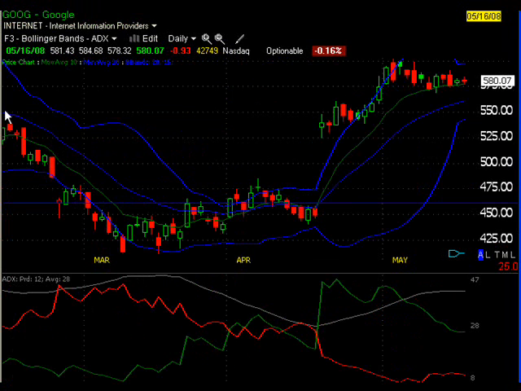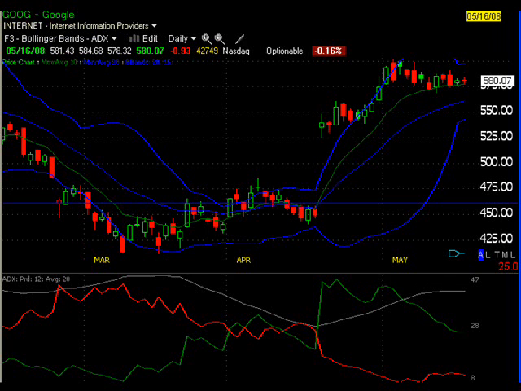Here we have Google pushing down. But again, you can see, retrace back to the moving average, unable to make a new low. That's a double bottom, triple bottom. These are all your cues to get out of the stock, tighten your stops, protect your profits. Then it goes up, and eventually we take off.